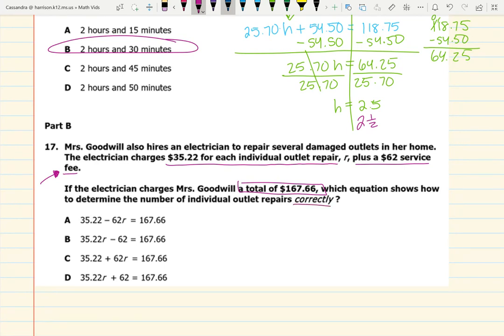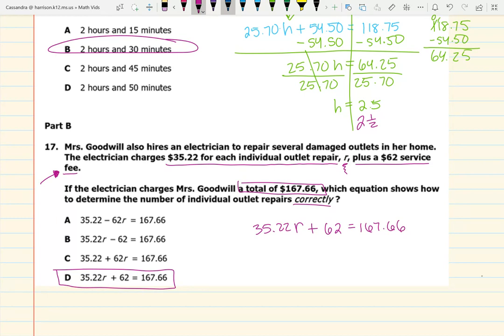All right, so let's start with the variable R right here. I always like to start with my variable. R is the number of outlets that the electrician needs to fix. How much was each outlet? $35.22. So I'm going to put that right in front of the R. That's my coefficient times each outlet R plus a $62 service fee equals a total of $167.66. Now, if you have this px plus q equals r in your head, you're going to be able to use or create these equations a lot quicker. And this answer right here is D.